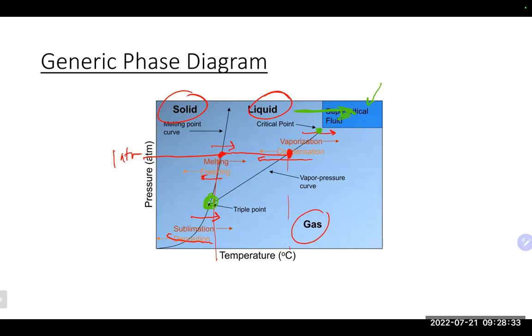So you do need to know, obviously, what one of these looks like. We're going to do some more examples of it next time, but where solid, liquid, and gas is, where the different phases occur, the triple point and the critical point. Any questions on that? All right, we will lay it up there for today.